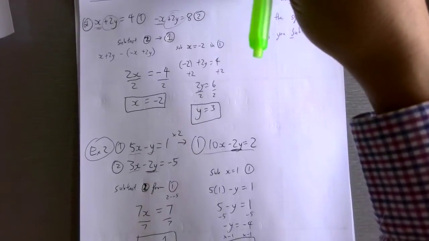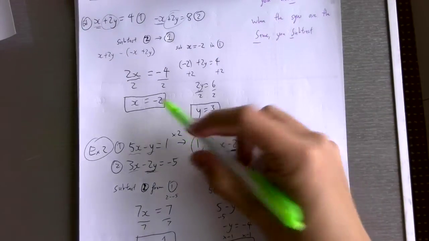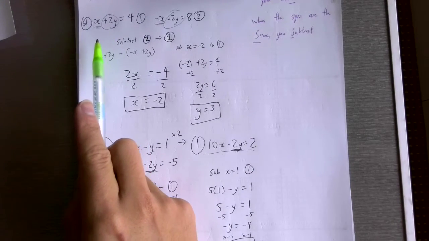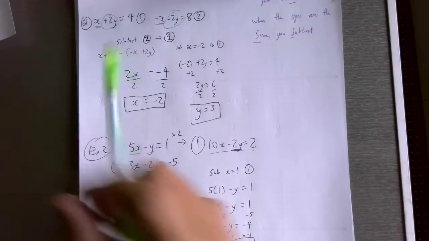Now what I forgot to do in the previous example was substitute these in and double check if it works. So if we go minus 2 plus 6, does that equal 4? Yep.